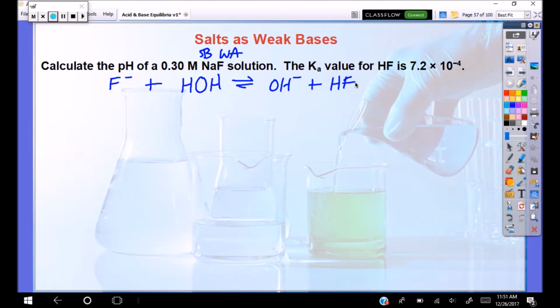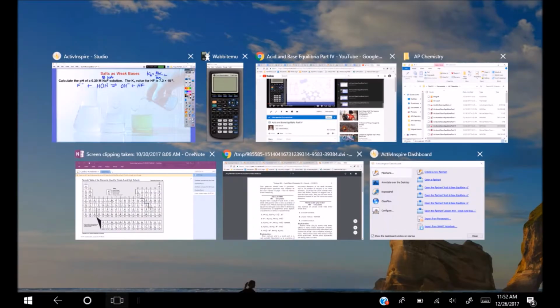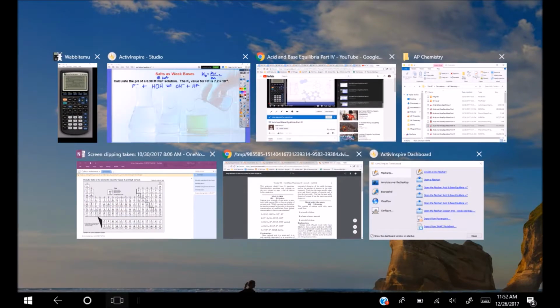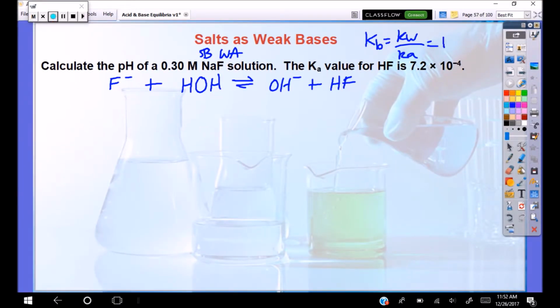One of the other tricks here is that HF is a product, and they give us a Ka value. So we're going to have to do a little bit of a transformation. We know that Kb is equal to Kw over Ka. So if I grab my calculator, 1 e to the negative 14th, which is my Kw, divided by 7.2 e to the negative 4. I'm going to get a Kb of 1.39 times 10 to the negative 11th.